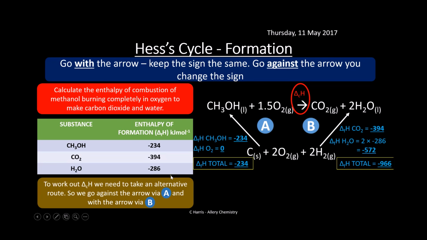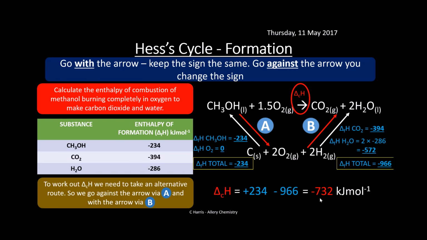Okay, so you can see we've written that down here as a summary. So we'll go against there. So we swap the sign, plus 234, as you can see here, with the arrow there. So we keep the sign the same, minus 966. Put that in your calculator, and we should get minus 732 kilojoules per mole. And that fits, because this is combustion of a fuel. It's exothermic. It's minus.